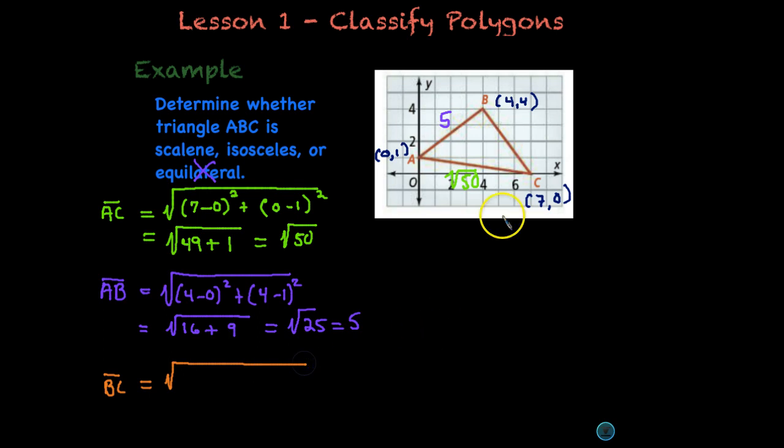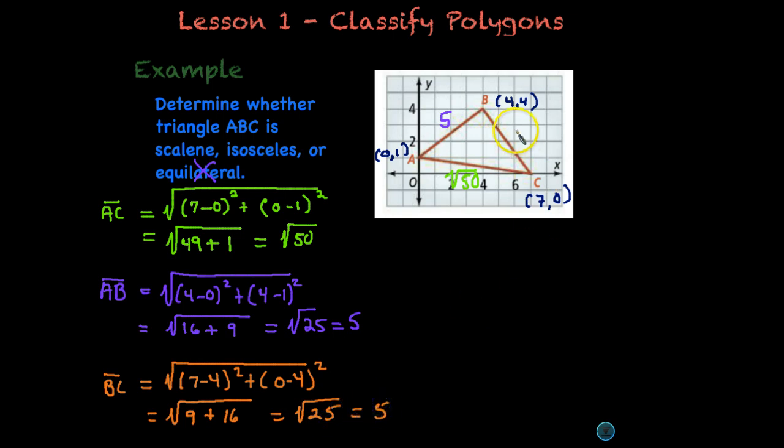Side BC. If I take the difference of my x-coordinates, I get (7 minus 4) squared plus the difference of my y-coordinates, which is (0 minus 4) squared. When I simplify that, 7 minus 4 is 3, 3 squared is 9. 0 minus 4 is negative 4, but negative 4 squared is positive 16, which simplifies to the square root of 25, which I know is 5. Okay, now I can see that I have two sides that are the same and one that's different. So I don't have a scalene triangle. What I do have is an isosceles triangle.